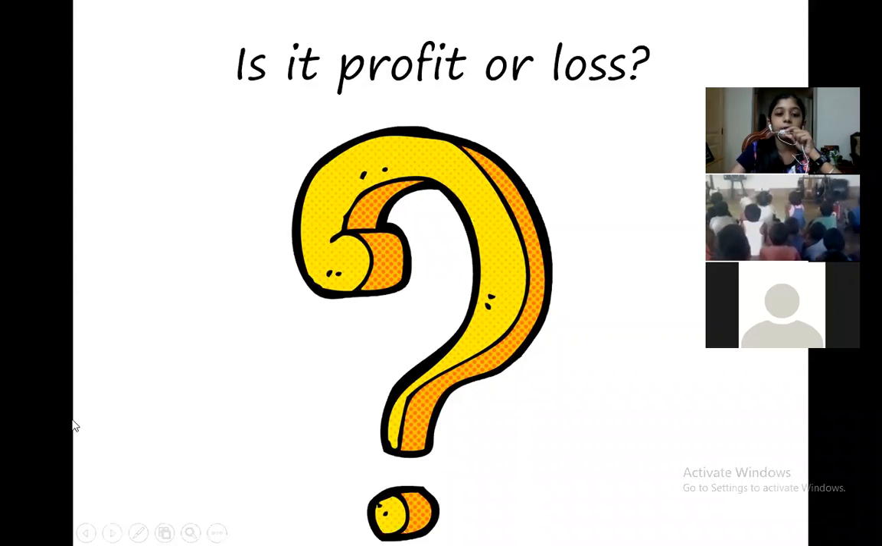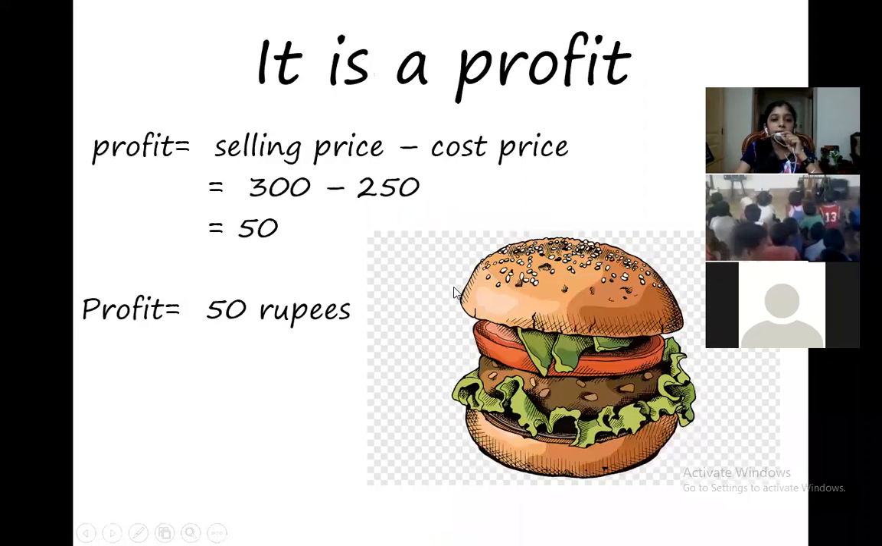Profit. Super. It is a profit because the selling price is higher than the cost price, right? So how do you find how much profit you got? Higher number minus lower number. 300 minus 250 is equal to 50. So you got 50 rupees of profit. Okay.